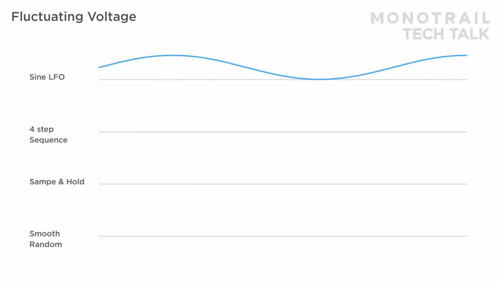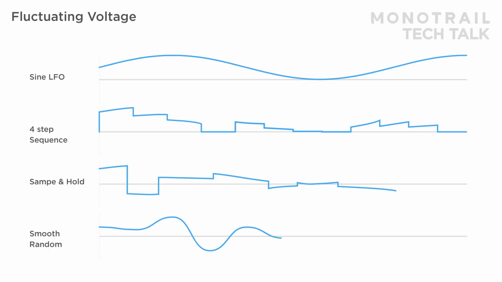Here's a quick impression of a slow sine LFO and the result when that LFO modulates the depth of a sequence, stepped random voltage and smooth random voltage. Again, you can add slew to the sequencer and sample and hold if you like.